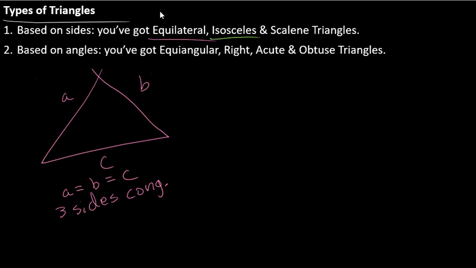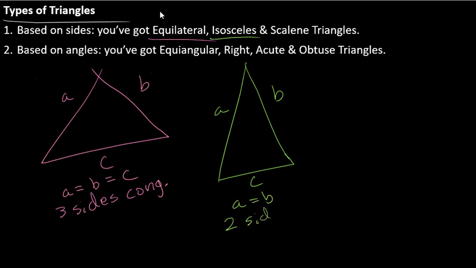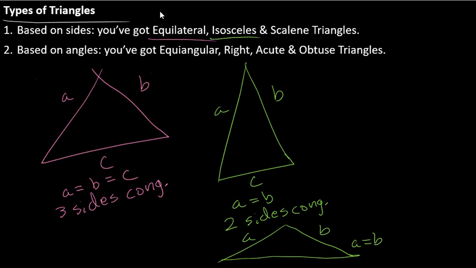Okay, what about an isosceles triangle? Okay, so an isosceles triangle is like this. It has two sides congruent, right? And another example, I mean, it wouldn't have to be skinny like that, just as long as two sides are congruent. So let's say A, B, and A equals B. Well, this will also be isosceles.